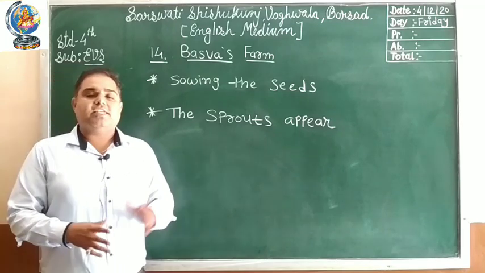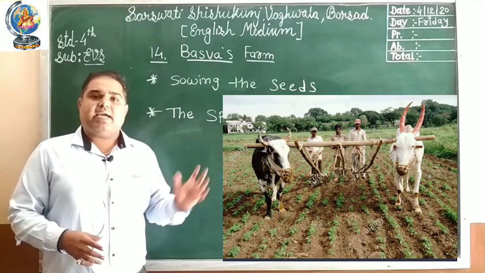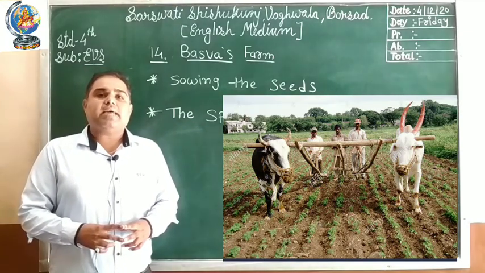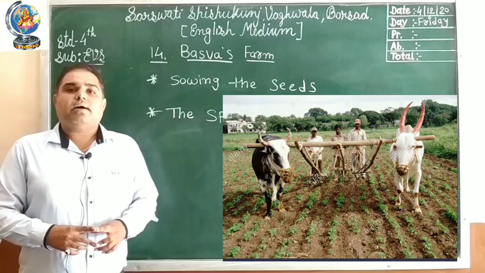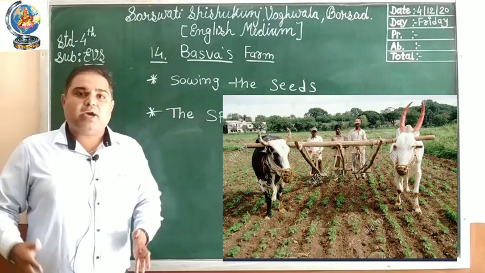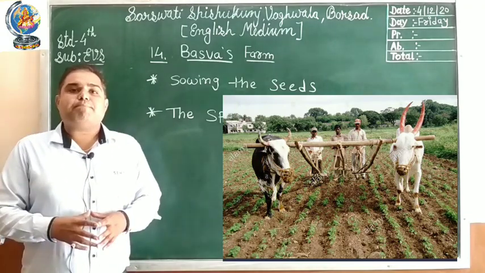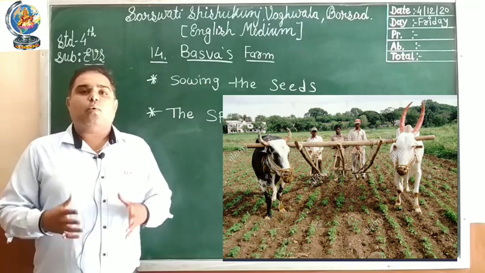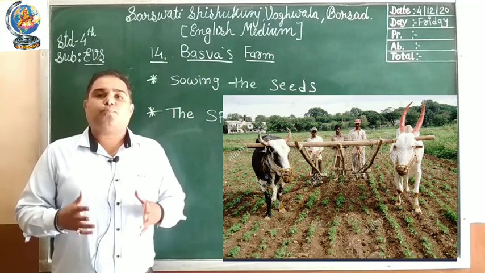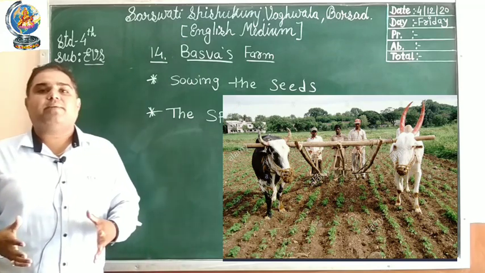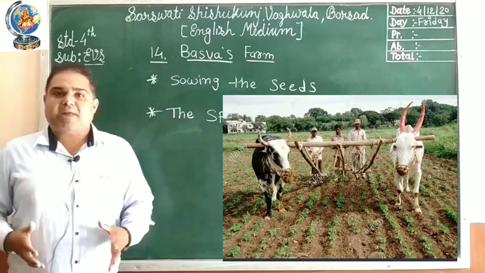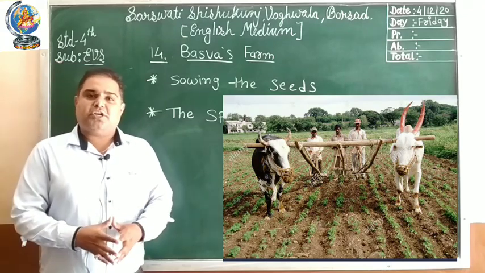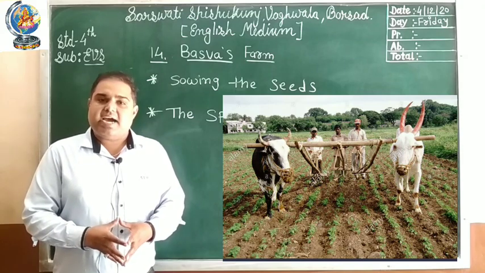Now students, there is one picture here. In this picture you see that the farmers are plowing the fields and they are making rows. What are they making? They are making rows with the help of the plow. And who is pulling the plow? Bullocks are pulling the plow. And two men are walking behind that plow, sprinkling the seeds. So students, with the help of this picture, you can get an idea.